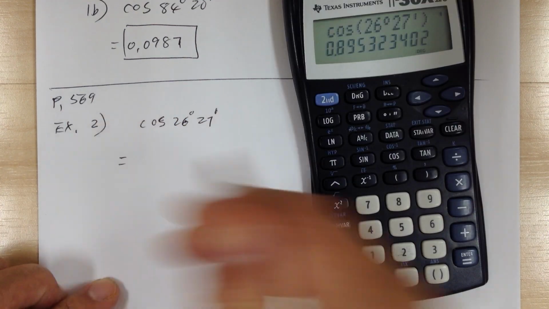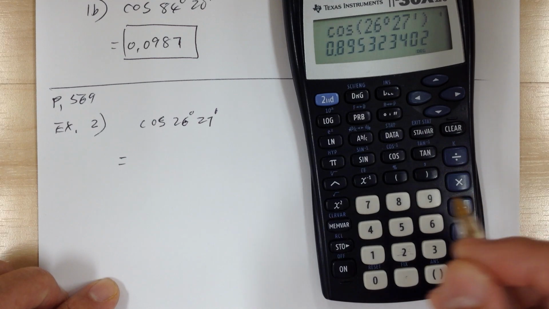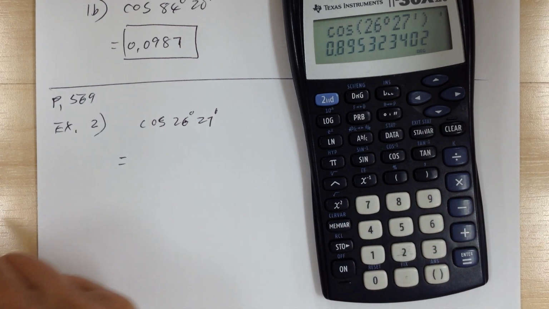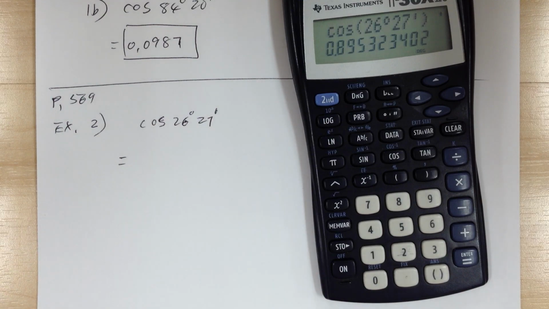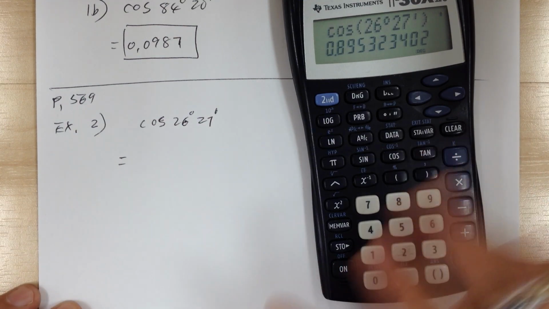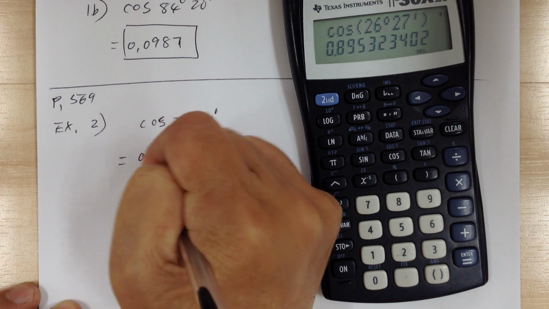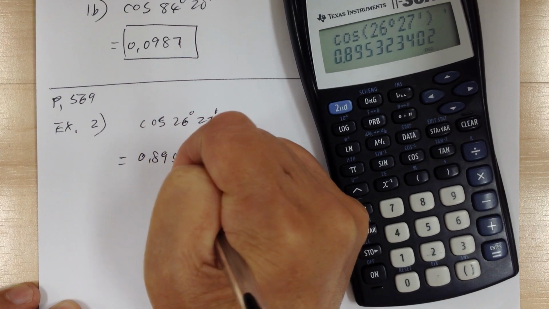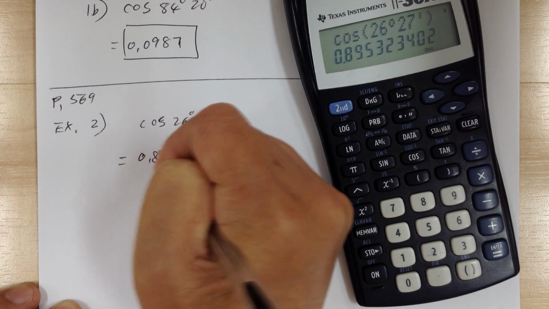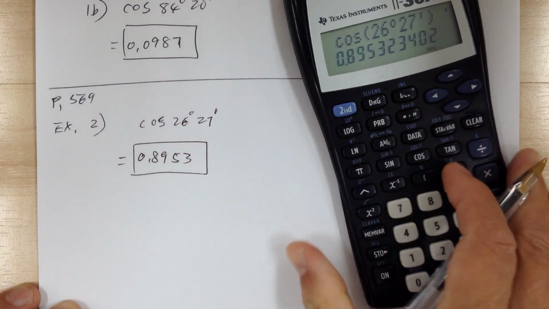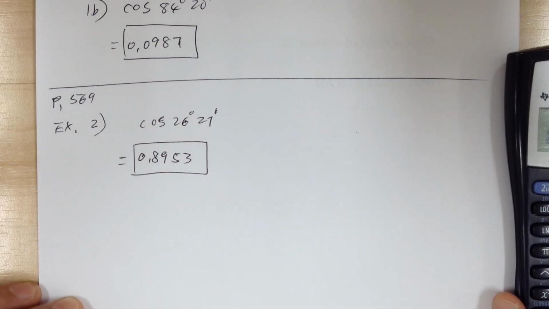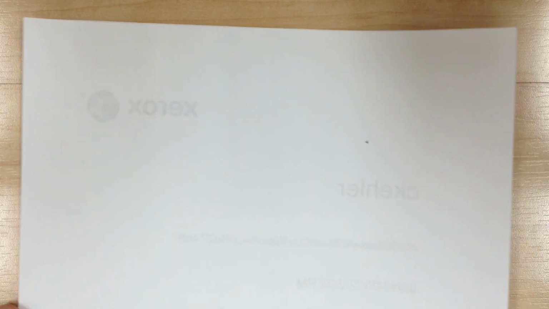So this will equal, again, round off to 3 significant, let's see how many digits. It didn't say. If it doesn't say, normally you want to get 4 digits. So you got 0.8953, and that's it. Okay, let's go to example 3. Make sure you know how to use your calculator, be familiar with your calculator.